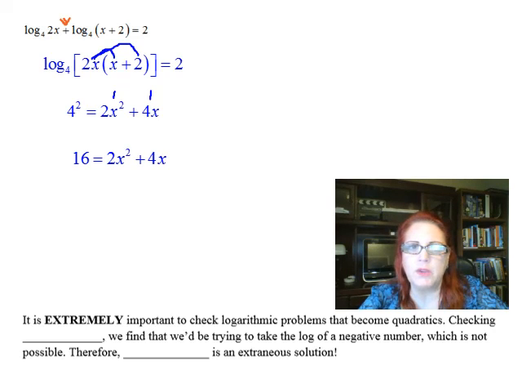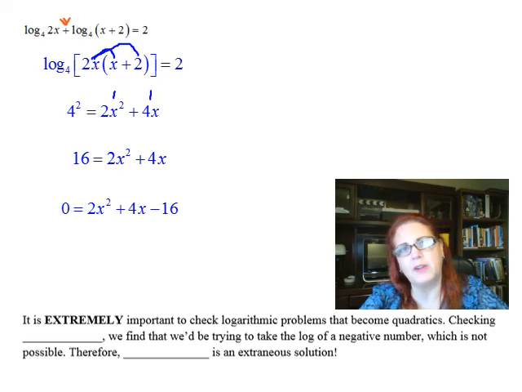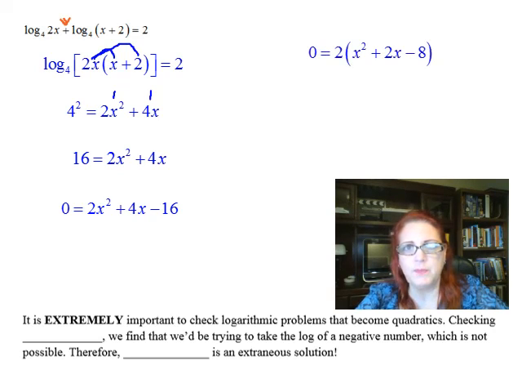This is a quadratic equation, so I can set it equal to 0. So 0 equals 2x squared plus 4x minus 16, and I'm going to factor this to find my solutions. The greatest common factor of all three terms is 2. I'm going to take that 2 out. So 0 equals 2 times x squared plus 2x minus 8. Now this trinomial of x squared plus 2x minus 8 can be factored into two binomials.